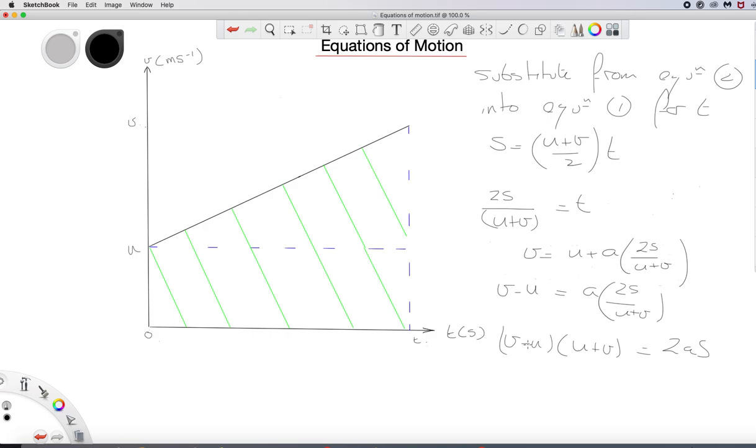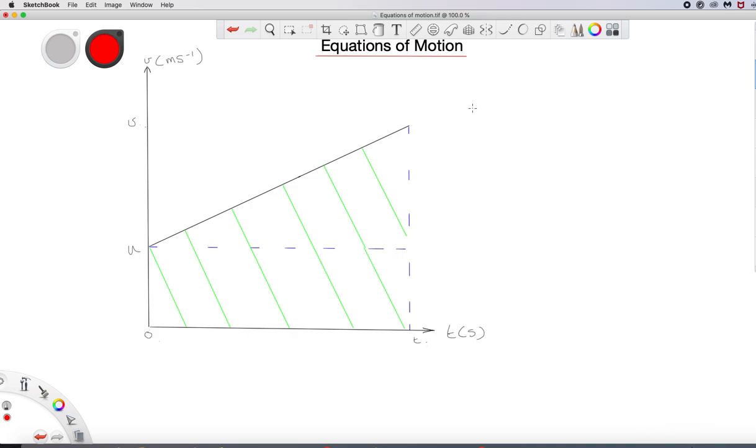If we expand this out, we'll get v squared minus u squared, and then we'll have v times u minus v times u, so they'll cancel. So we'll have v squared minus u squared here is 2as. If we rewrite that then, we are there with our equation. We get v squared equals u squared plus 2as. And there's our third equation.